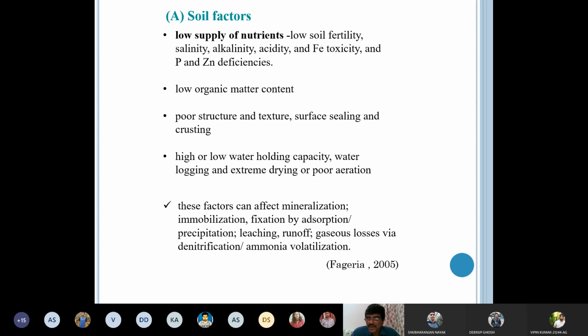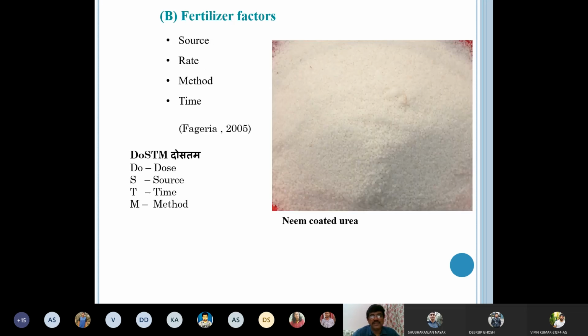For example, you have two comparable soils. One is sandy soil, the other is medium texture soil or clay soil. You have applied the same quantity of nutrients in both. So you will have more nutrient use efficiency in medium texture or heavy texture soil than light soil. Because in light soil you have low cation exchange capacity, losses are more, and hence the uptake or availability of the nutrient will be less. So this is how soil factors can affect the nutrient use efficiency.